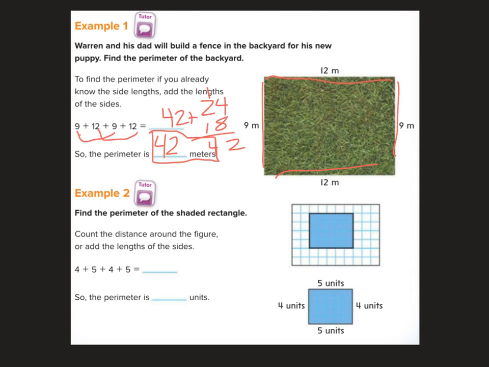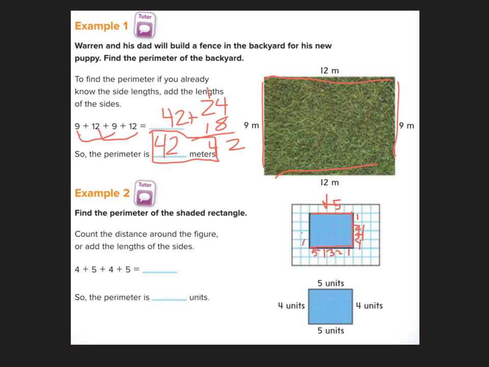All right, so we need to find the perimeter next of the shaded rectangle here. Count the distance around the figure or add the lengths of the sides. So here we have 1, 2, 3, 4, 5. And I always like to make sure I'm writing what each side length is, especially since you guys can write in your books. 1, 2, 3, 4. Like 1, 2, 3, 4 is what I'm counting. And here I'm counting 1, 2, 3, 4, 5 units along this side.